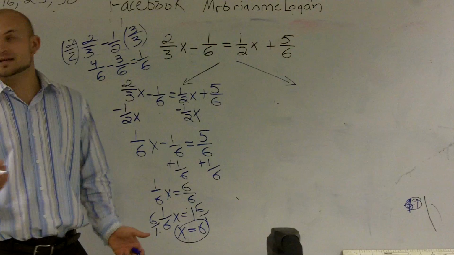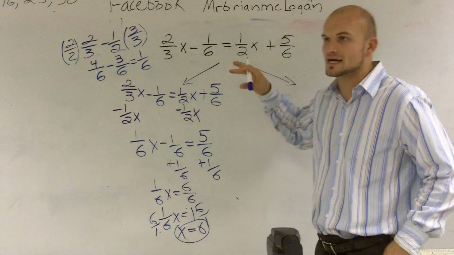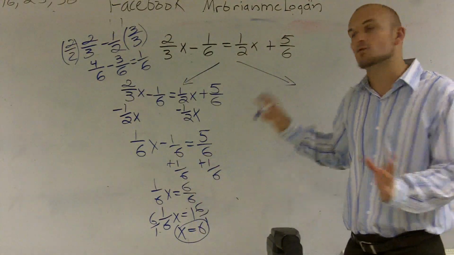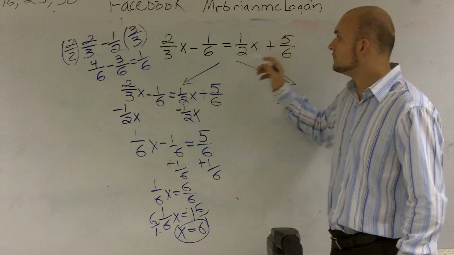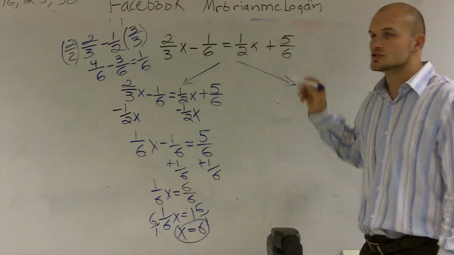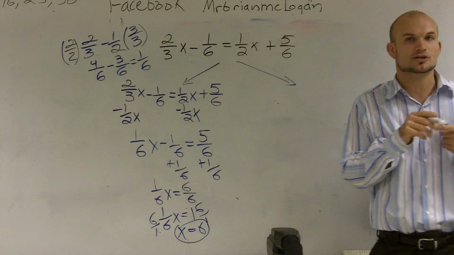Now, let's check it another way to see if we're going to get the same answer. A lot of you guys are going to hate fractions, right? So you won't even want to attempt this. That's fine, that's okay. What you can also do is get rid of all these fractions. So what you want to do is multiply by the least common multiple of all your denominators.